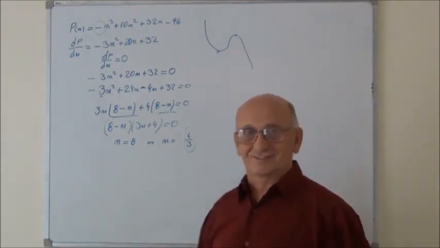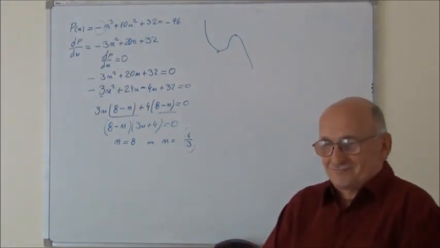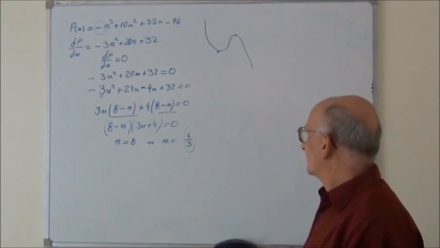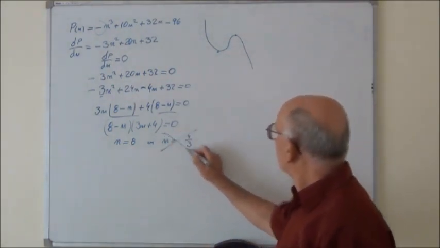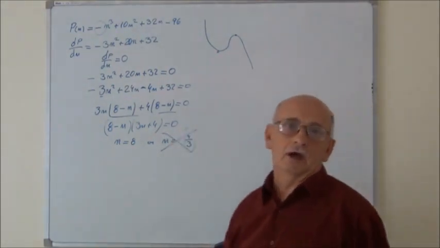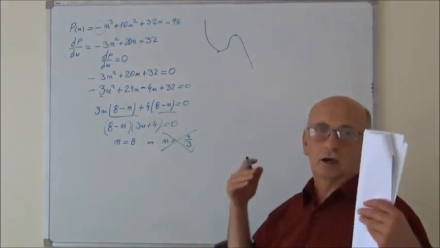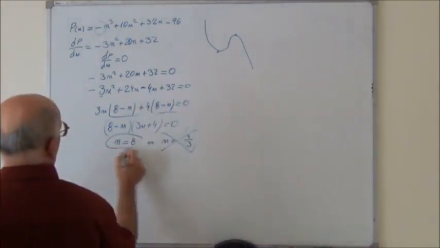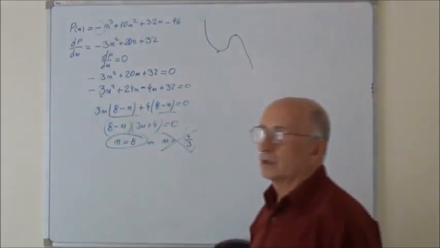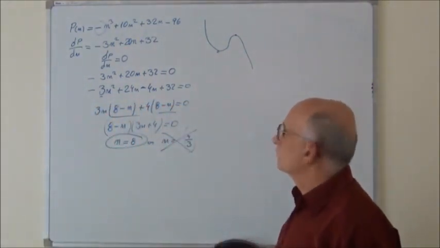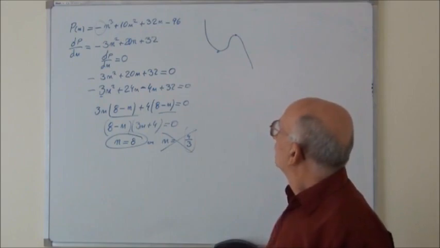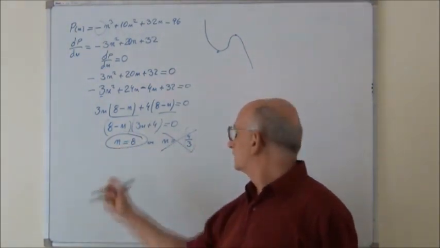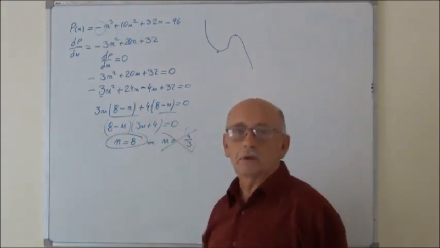How? People are just 1, we can't have half or a third of things like that. So definitely this we should reject, and without any further investigation we have to keep our answer that maximum profit will be with 8 people.